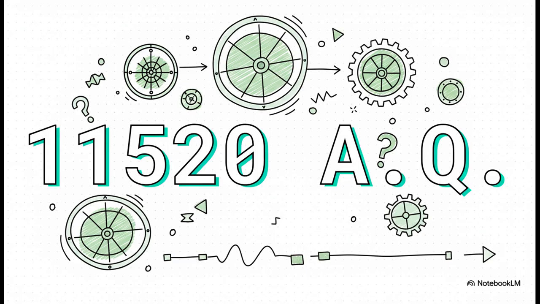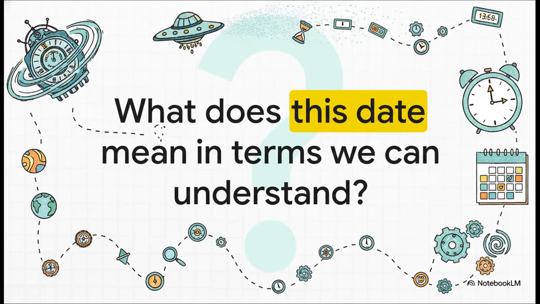11,520 AQ. Right off the bat, you notice just how big that number is. And then, of course, there's the AQ. What does that even stand for? It's clearly not from any calendar we use here on Earth. So that's the big question for today, right? How do we take this alien timestamp and translate it into something that makes sense on our own human timeline? Let's see if we can crack this thing together.